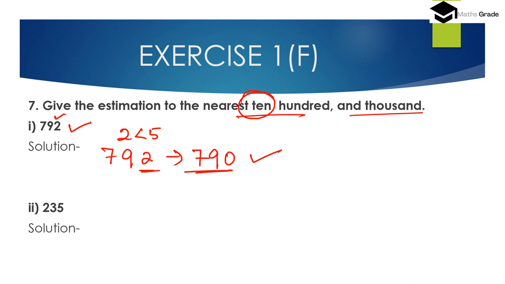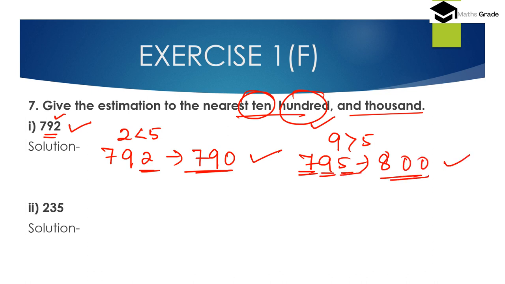Now when we round off this number 792 to the nearest 100, we have to look at the tens place value digit. Here the tens place value digit is 9, which is more than 5. So we have to add 1 to the hundreds place value digit. Here 7 changes to 7 plus 1, which is 8, and this 9 changes to 0, and this 2 changes to 0. So 792 rounded off to the nearest 100 is 800, and 792 rounded off to the nearest 10 is 790.